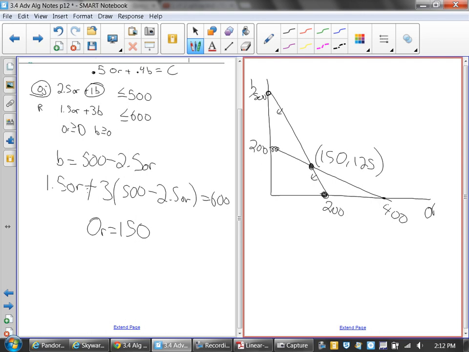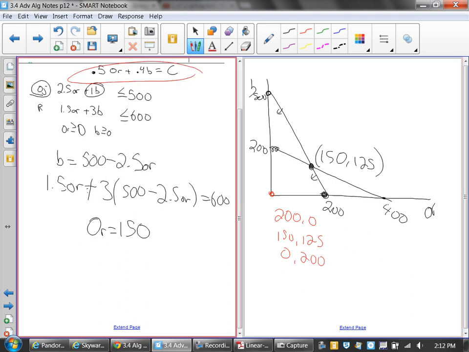So the 4 spots you have to check then: well, 0, 0, are you going to make any money there? No, so you only have to check 3 of them: 200 and 0, 150 and 125, and 0 and 200. And that all goes in your cost thing. I thought none of these people were going to make it. I thought it was asking which drink they should make more of. How many of each drink should they make in order to maximize their profits? When you maximize your profits, you're figuring out which one of these combinations makes you the most money.